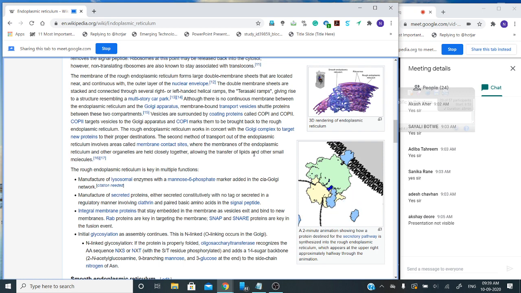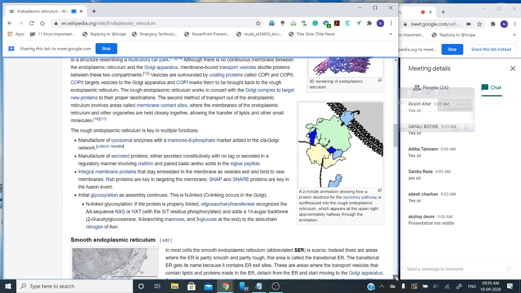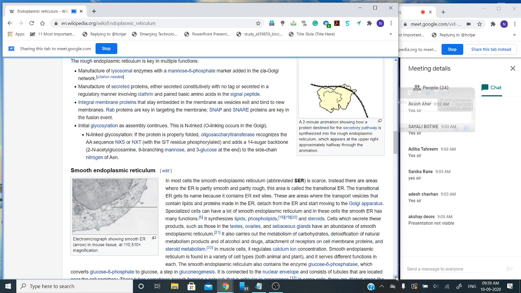Then next, integral membrane proteins are formed through these endoplasmic reticulums, stay embedded in the membrane, and they bind to new membrane. Now, very important proteins are there which we shall be studying in the future course. These are the RAP proteins, SNAP proteins, and SNARE proteins, and they are important in fusion events. They play a role in various activities, particularly fusion, and therefore the subsequent activities from that.